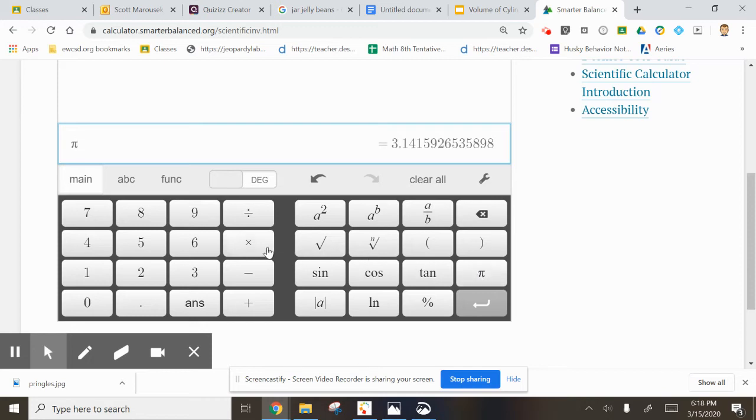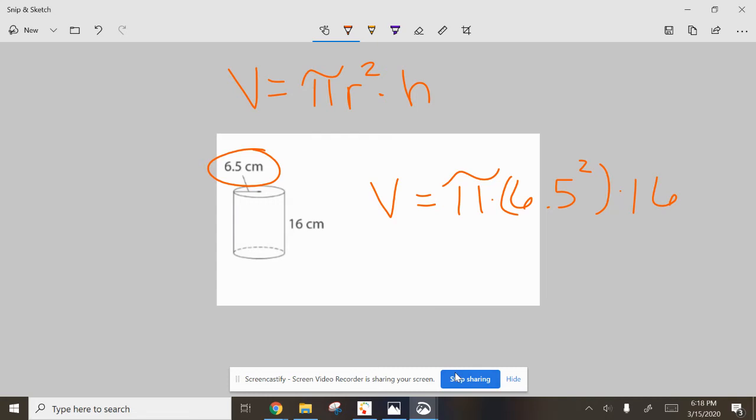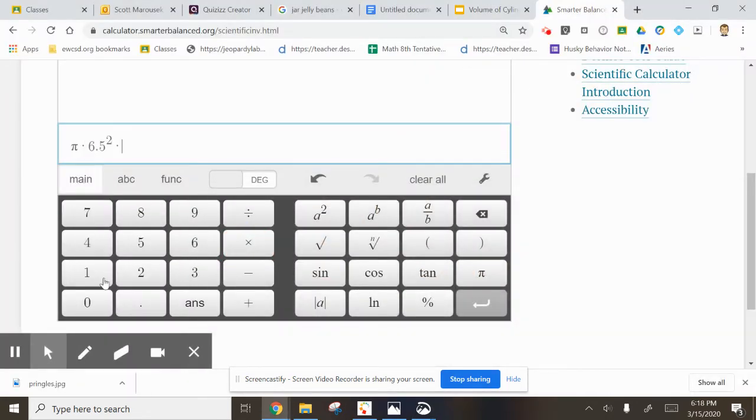Pi times 6.5. And you guys know this button as well. It squares it, right? So we're good there. And then what was the last part? It was 16, okay? So let me go ahead and go times 16. And there's my answer. And again, if it wanted me to round it to the 10th, would I raise it?